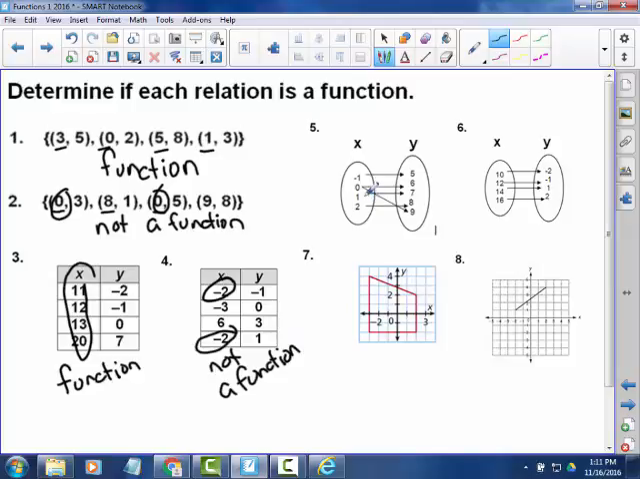All right. In a mapping, we look at right here where the lines come off. This means -1 is only used once, so that single line. This 0 has 2 lines coming off of it, so that means it was used twice, which means not a function. Okay. Here, each of the x values is only used once, so this would be a function.